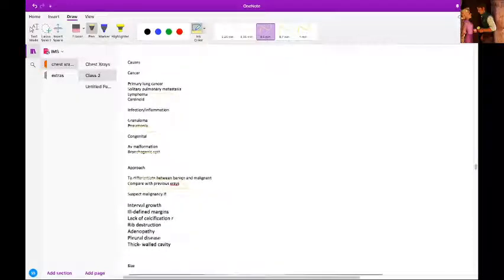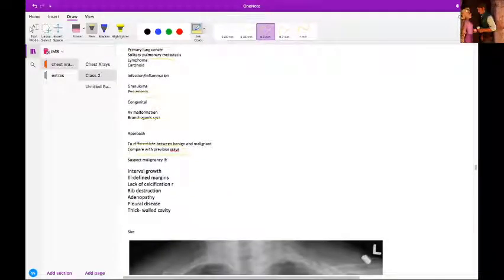We suspect malignancy if there is growth over a period of time, if it's getting bigger and bigger. Or if there is a lack of calcification, that points more towards a malignancy. If there is adjacent rib destruction, that points towards a malignancy. If there is associated adenopathy, associated pleural effusion, or a thick walled cavity, that also points towards a malignancy.